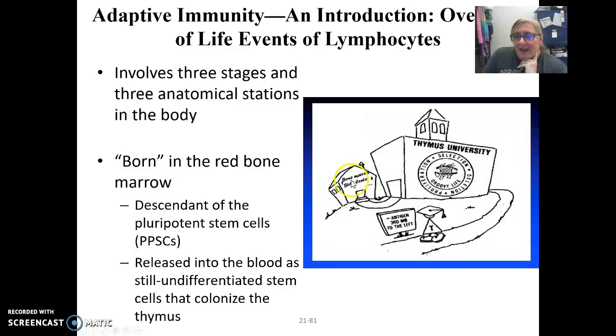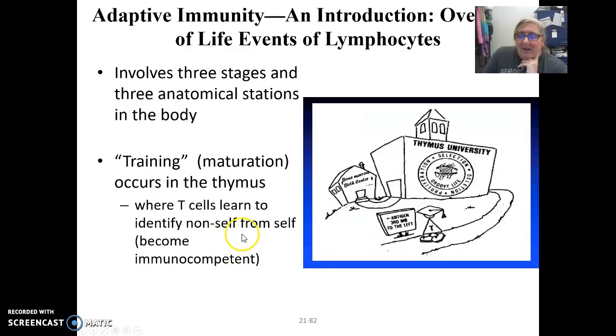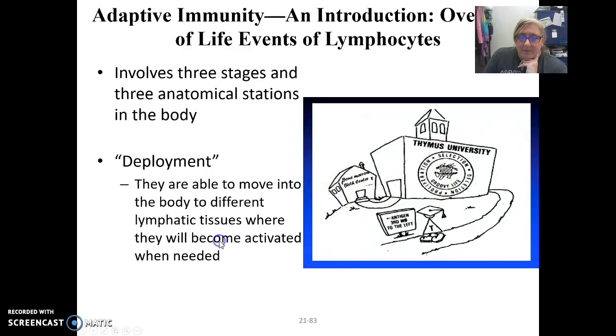And so here we have the bone marrow, the birth center where all our blood cells are produced. Then some of those blood cells move to the thymus if they are T lymphocytes. If they are B lymphocytes, they stay in the bone marrow. They go through a maturation process, T lymphocytes in the thymus, B lymphocytes in the bone marrow. And once they become immunocompetent, they leave the thymus or the bone marrow and move to the lymphatic tissue that they're going to reside in.